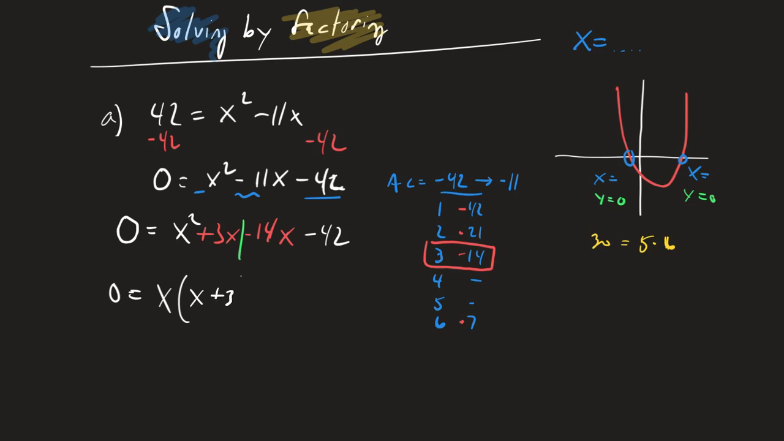Oops. Go back and ask the same question. What do these two have in common? 42 has a 14 in it, right? So these both have 14 in them. And I do want to take that first sign. Since it's negative, I want to take out a negative 14.